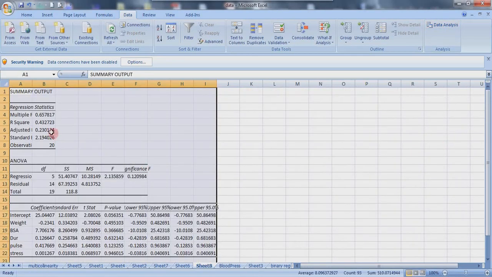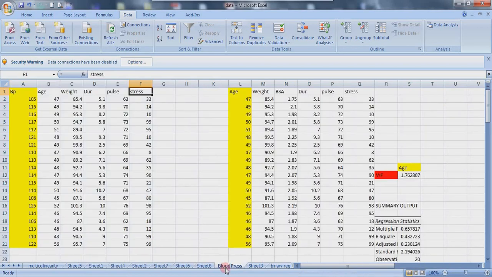What we'll be interested in this case is just the R squared. As you can see, the R squared is 0.432723. That particular R squared is what we're going to substitute into the formula for variance inflation factor, which is simply 1 divided by 1 minus the R squared of the questionable independent variable.